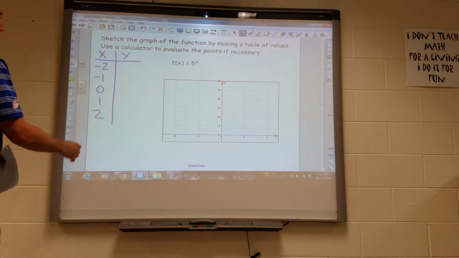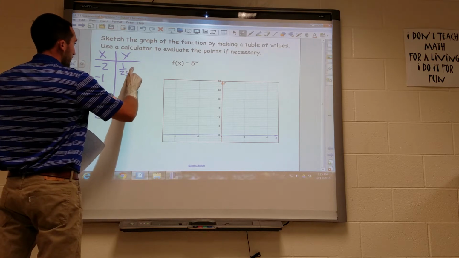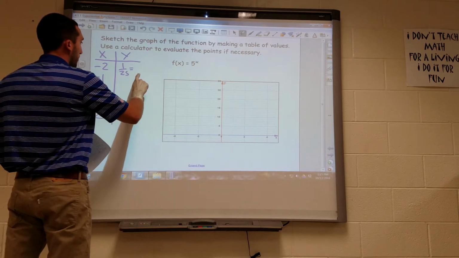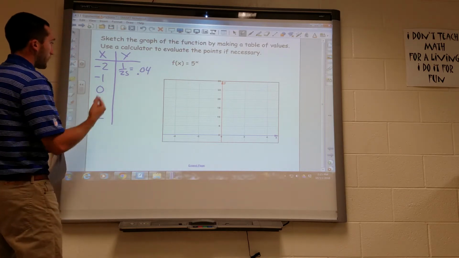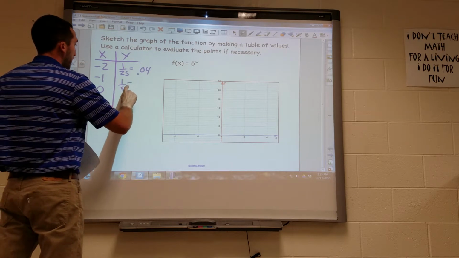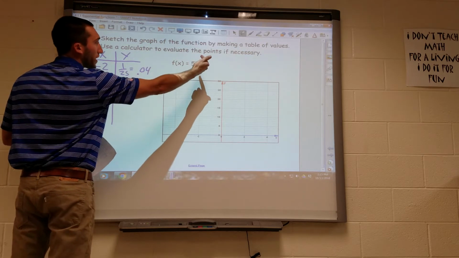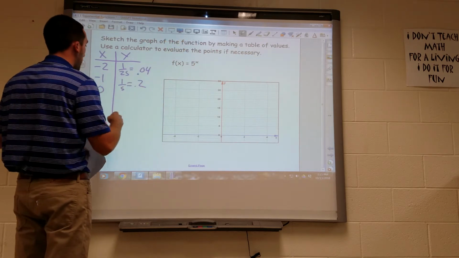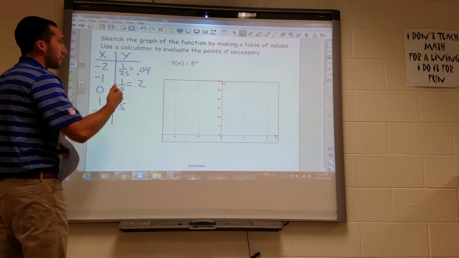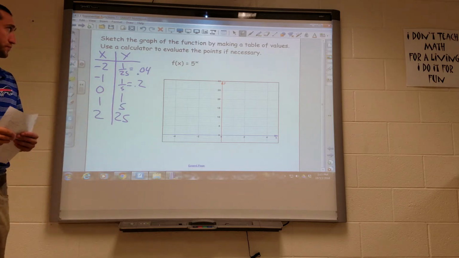So if I go through and plug -2 in, I get 1/25. Right? 5 raised to the -2 is going to be 1/25, which is about 0.04. If I plug a -1 in, 5 raised to the -1 gives me 1/5, which is 0.2. Plug a 0 in, anything raised to the 0 power is just 1. Plug a 1 in, obviously I get 5. Plug a 2 in, 5 squared is 25.